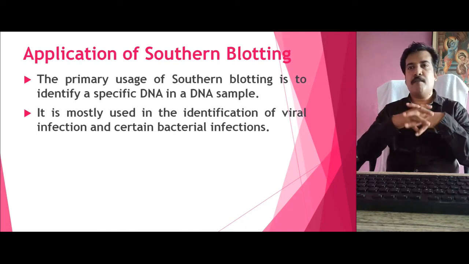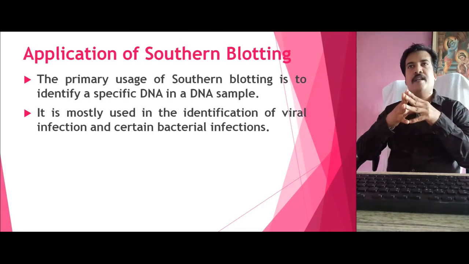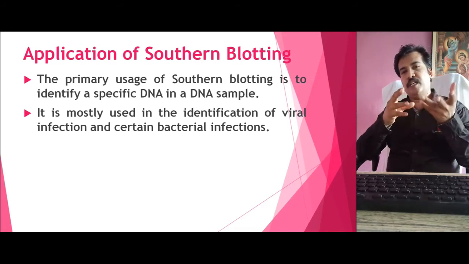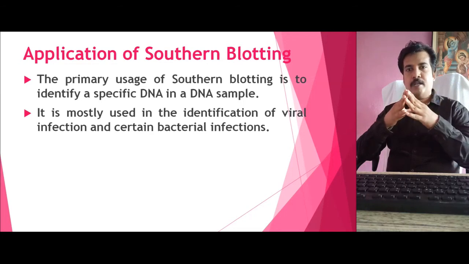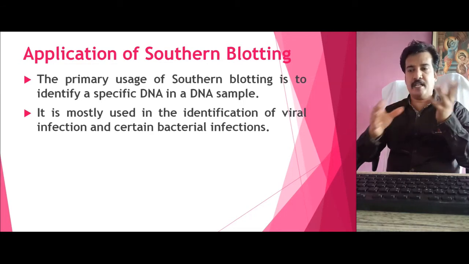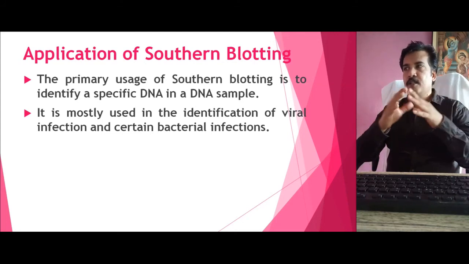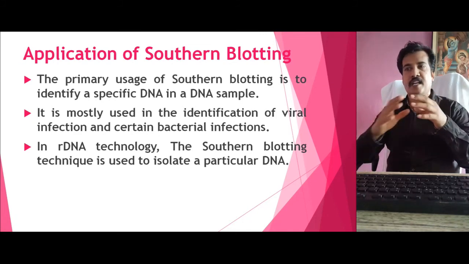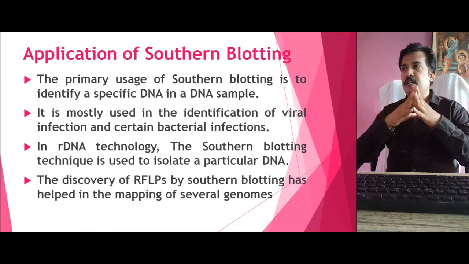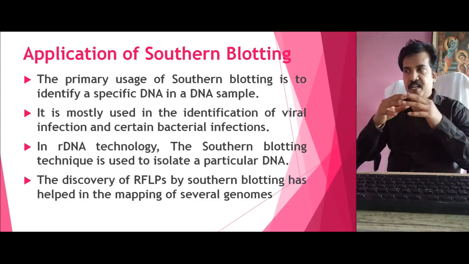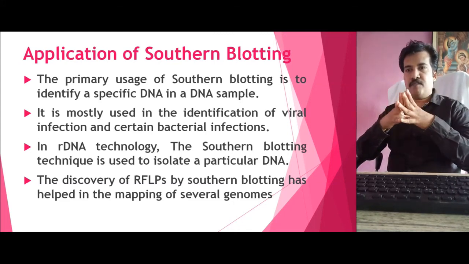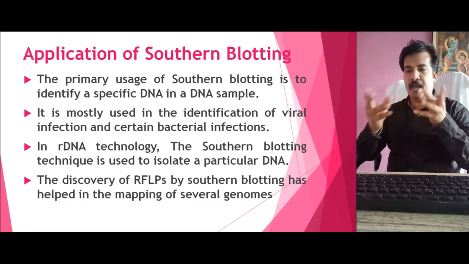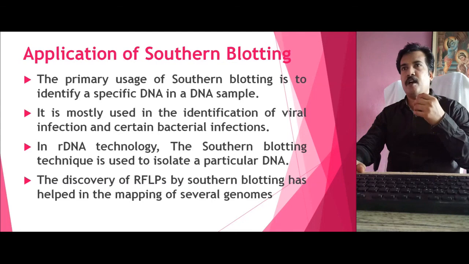Nowadays the Southern blotting technique is also used for detection. We can detect a particular RNA sequence or DNA sequence of a virus or a bacteria through this hybridization technique. It also helps to identify the gene of interest and isolate a particular DNA from a mixture of DNA. It is also used in RFLPs and in the mapping of several genomes, so we can map the genome of a bacteria or a cell.